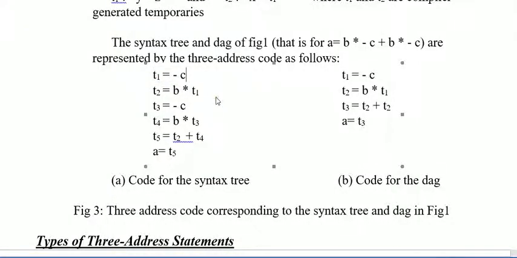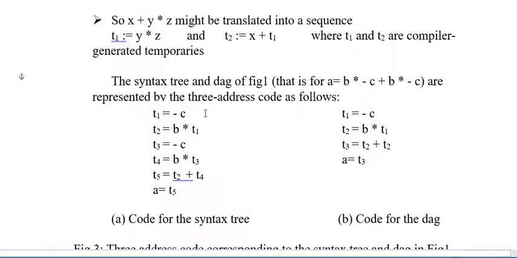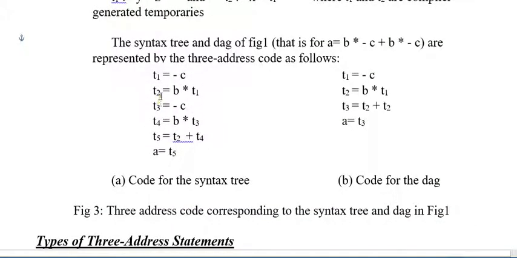Suppose we are letting these positions for calculating. Now moving on to the next, the T2. T2 is equal to B into T1, because this is T1, so B into T1 is the next position T2. Now we again consider minus C is equal to T3.